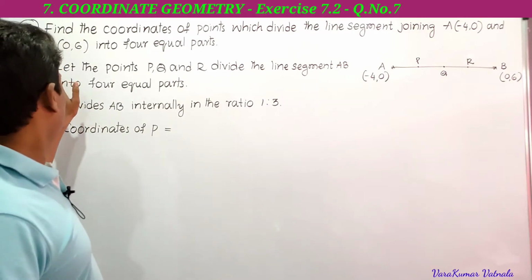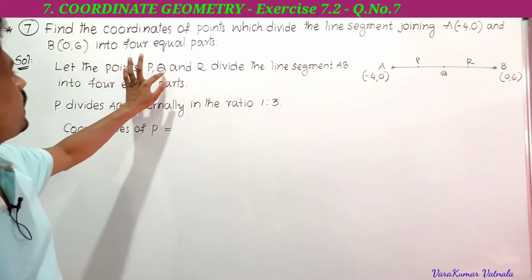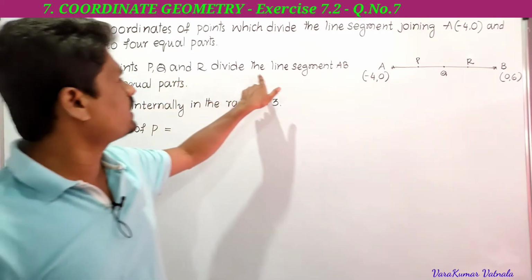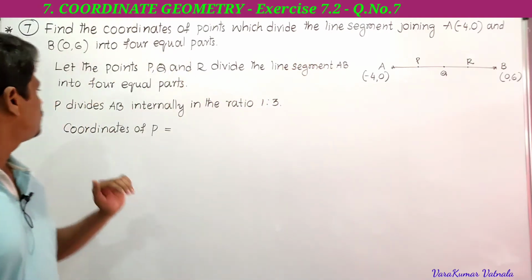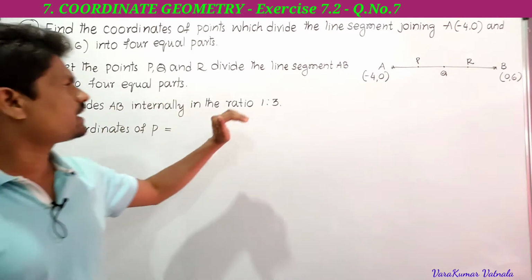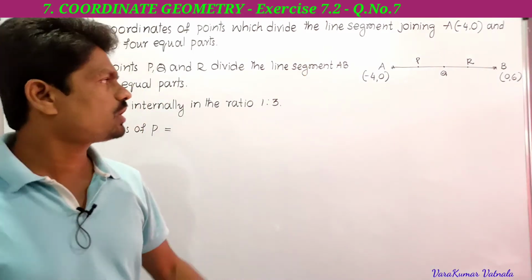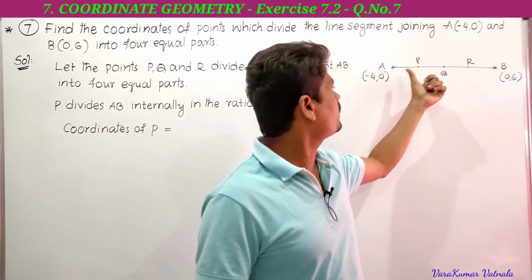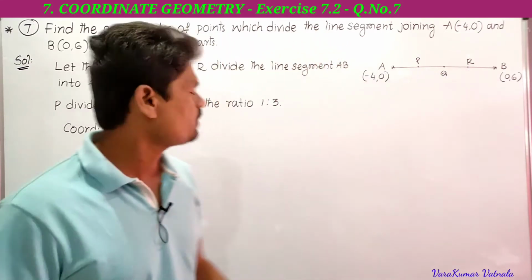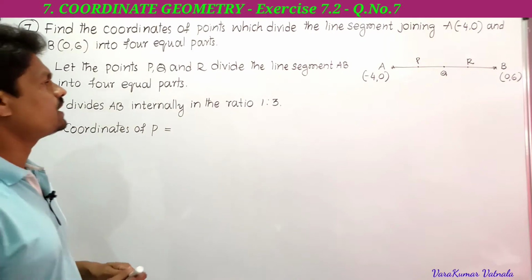So see here what I have written. Let the points P, Q and R divide the line segment AB into 4 equal parts. P divides AB internally in the ratio 1:3. So here it is 1 part, here it is 3 parts. Hence P divides in the ratio 1:3. So coordinates of P is equal to.